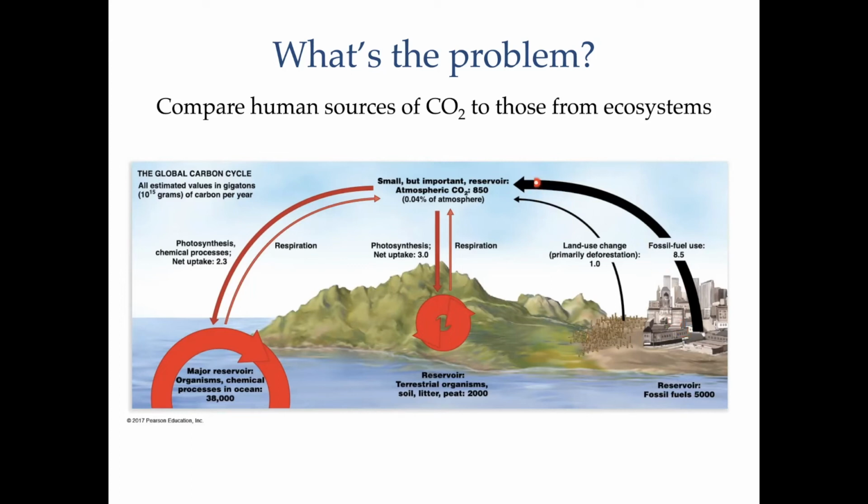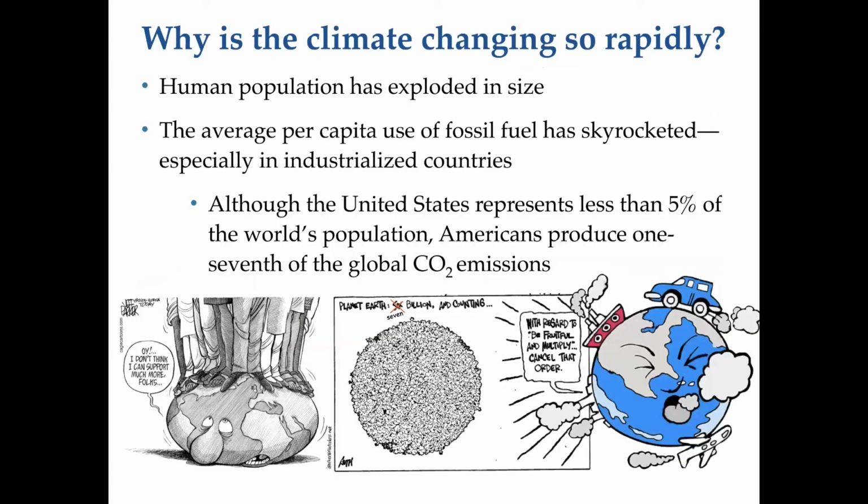So we are increasing the reservoir of atmospheric carbon dioxide by much more than what would naturally occur. And why is that happening so fast that it is creating a problem? For several reasons, but mainly because the human population is exploding in size. And we know that it has been growing exponentially. And as per our population ecology, we know that it can't happen forever because we have a limit in the environment. And so logistic growth is there.